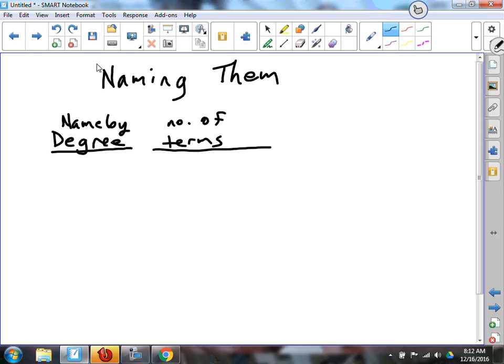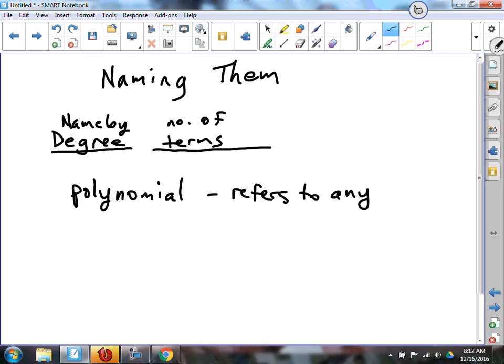And the name polynomial, I want you to be real clear, refers to any polynomial in the general sense. So sometimes you're going to see the word polynomial and you're going to think, well, because of the prefix poly, that means it has to have a lot of terms. No. The word polynomial sometimes just refers to any one of these that we study.